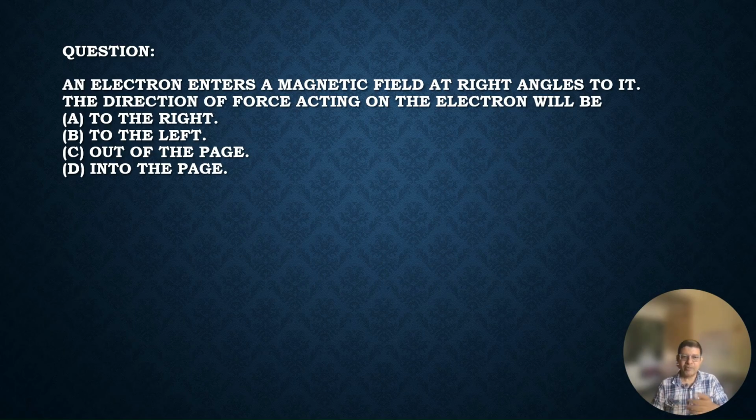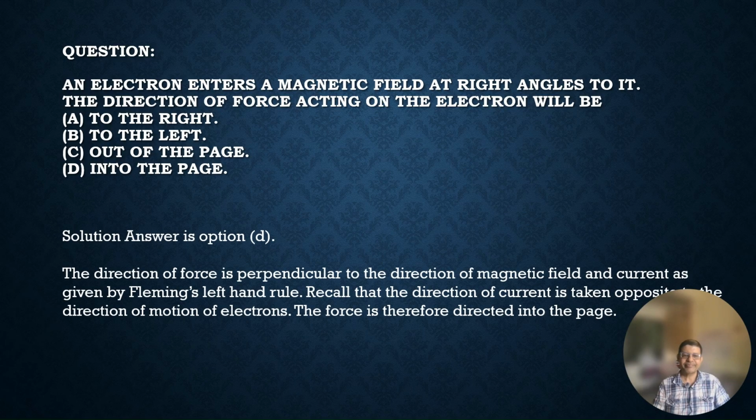Oh, before we go into medicine, we have a question here. It says an electron is entering a magnetic field at right angle. That means the direction of the current will be opposite to the electron. So that will give you the answer. The answer is D.